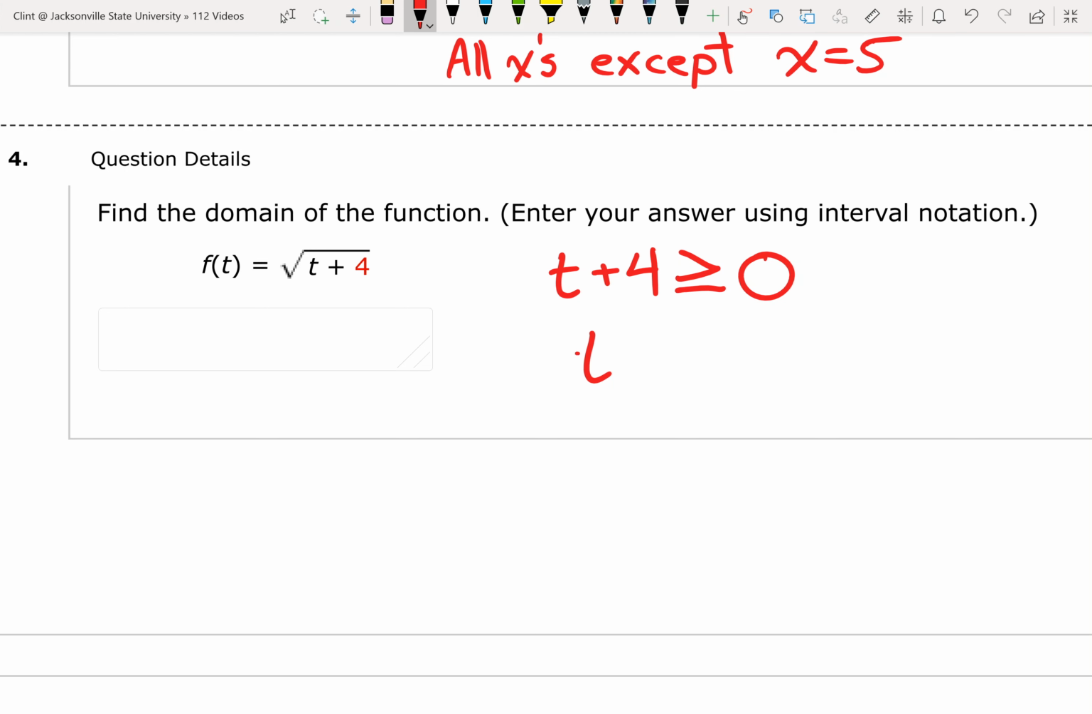Then we solve this: we subtract 4 from both sides. This says that t needs to be greater than or equal to negative 4. So the smallest t value, or x value if you want to think about it that way, that we can have is negative 4. Then we want all the t values greater than that, so we can go all the way up to infinity. Since we have the equal to bar, we're including negative 4, so we have a square bracket for the negative 4. If you could just see negative 4 was the smallest one, that's okay.